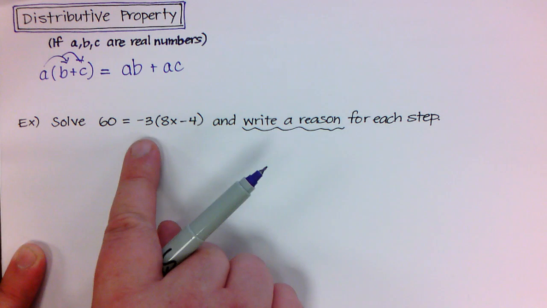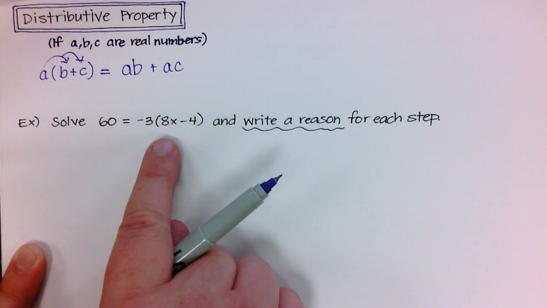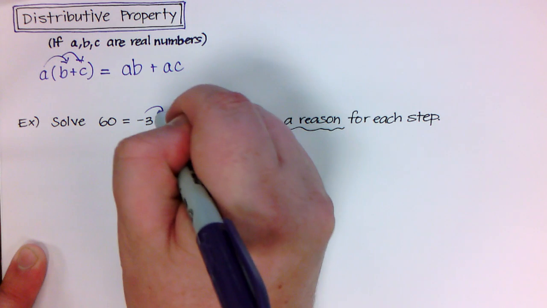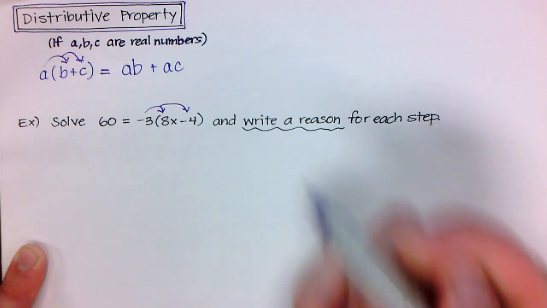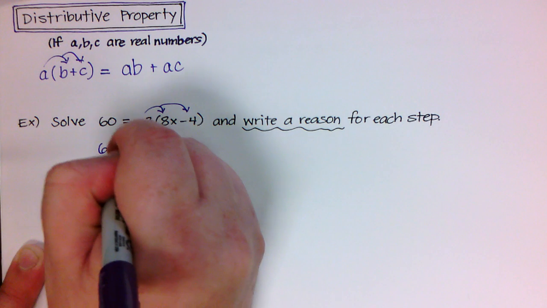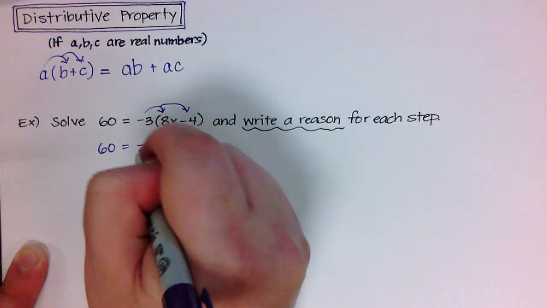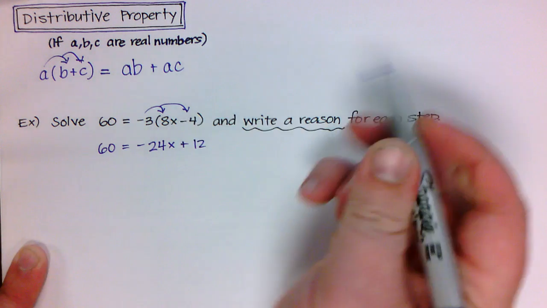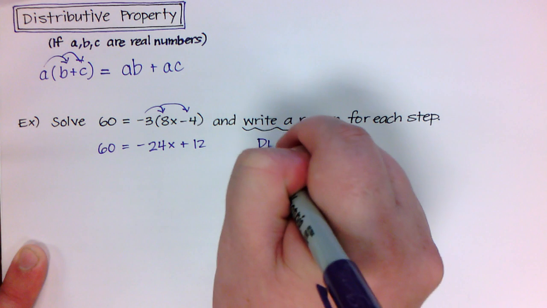60 is equal to negative 3 times the quantity 8x minus 4. So at the very beginning, I'm going to distribute this out. So I'm going to rewrite it. 60 is equal to negative 24x plus 12. And I'm going to justify that by the distributive property.